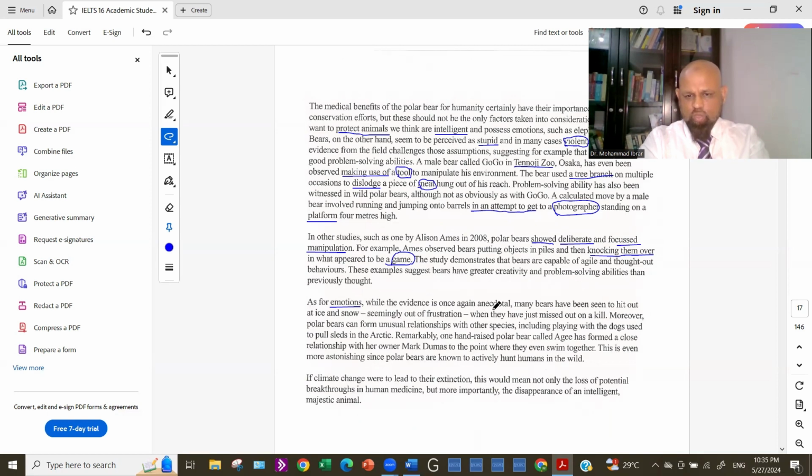While the evidence is once again anecdotal, many bears have been seen to hit out at snow. You see, hit out at ice and snow. But why? Seemingly out of frustration. Maybe because of frustration. Why is this frustration? Let's read next. When they have just missed out on a kill. So now it's clear. When they are not able to hunt an animal, they are not happy, and they show their gestures by hitting at ice and snow. So what kind of emotion is it? Emotion of frustration.